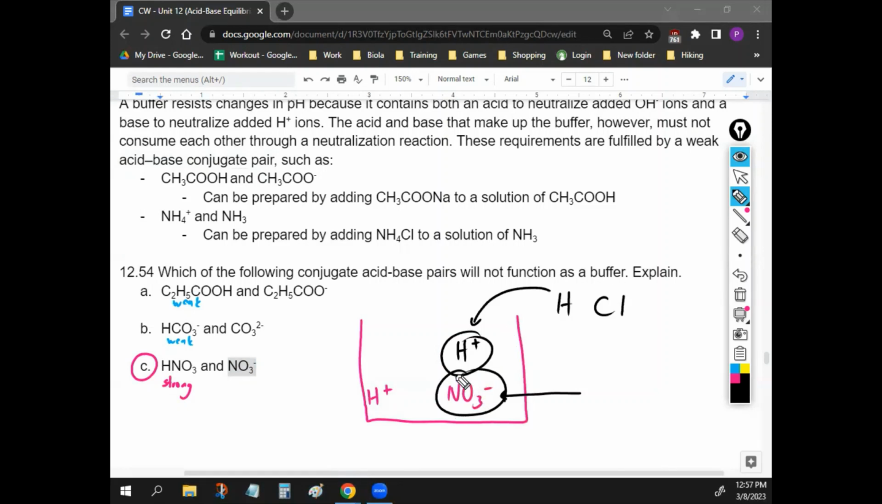I'll go with Brendan and then we'll go around. Yeah, you could say that. And you can say buffers are weak acid-base pairs. Can you explain why? Because it's a weak acid and a weak base. So the key thing in figuring out if it's a buffer or not is knowing if it's weak or strong. Yeah. Strong acid-base pairs cannot be buffers.